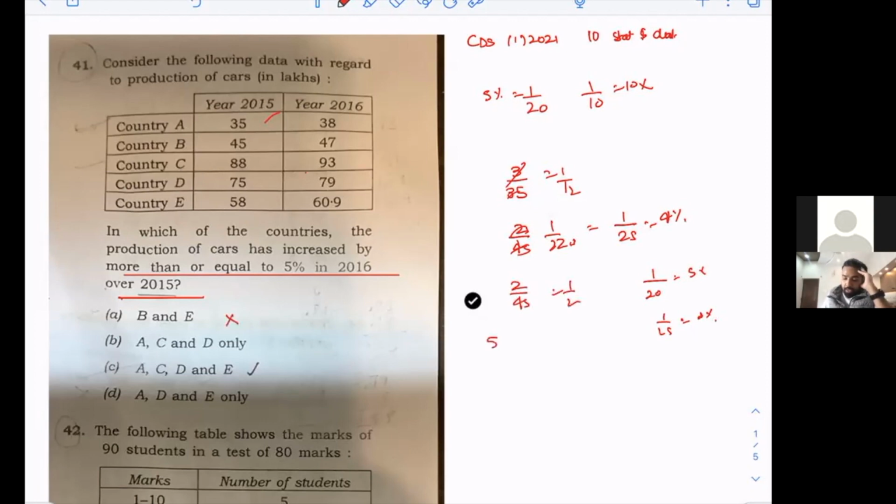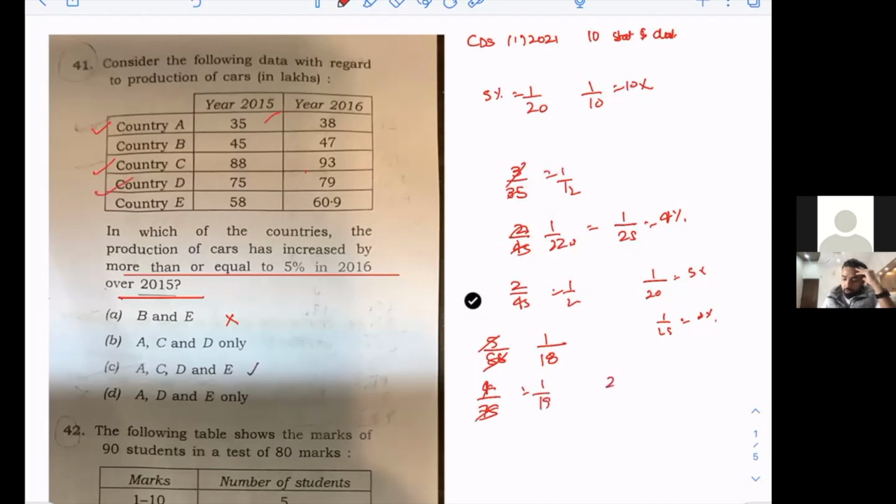Next is 5 by 88. इसको simplify किया. 5 by 88 would be 1 by 18. This is again less than 20. Again simplified, so C is also correct. A, C correct हो गया. D के लिए 4 by 75 approximately हो गया 1 by 19. ये भी correct हो गया.